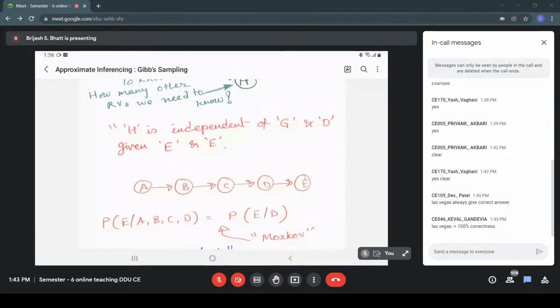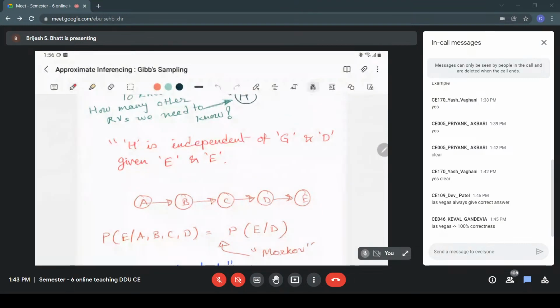For example, if you are given a chain of 5 nodes A, B, C, D, and E, as shown in this figure, and you want to calculate the probability of E, and if you make an assumption that probability of E given A, B, C, D is equal to probability of E given D only, that is the last node on which E is dependent. So if you are assuming this linear chain graph, then probability of E given D is equal to probability of E given everything else. So this is called a Markov chain.